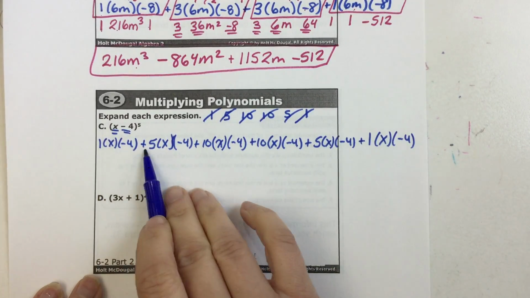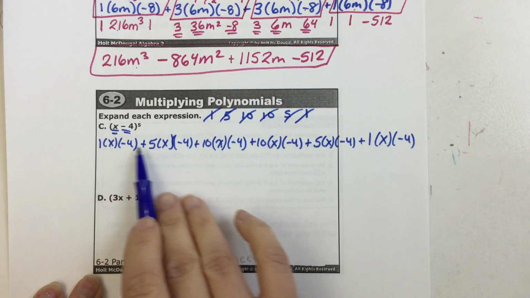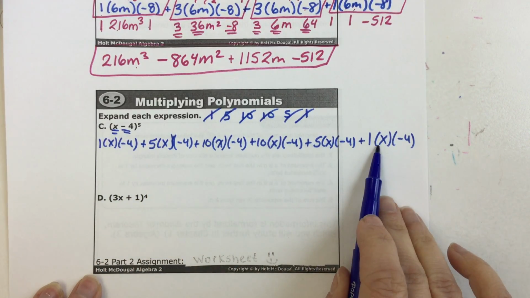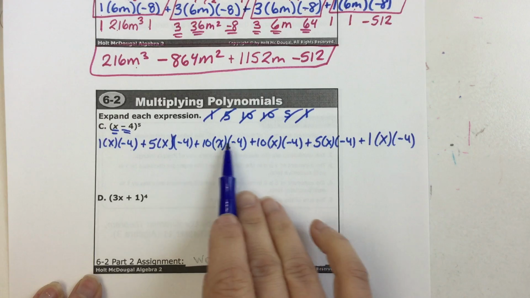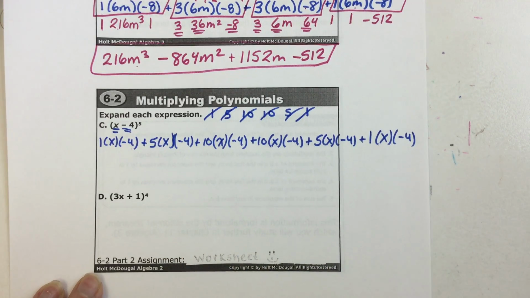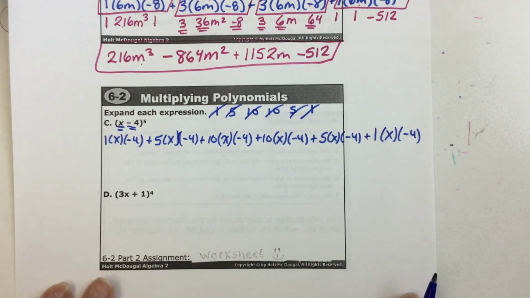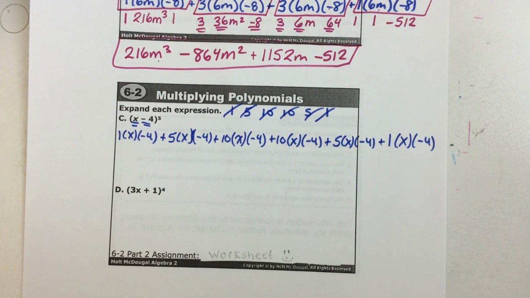Okay, so again, 1, 5, 10, 10, 5, 1. The x is the first thing in the binomial, so it's always after the Pascal number. The negative 4 is the second thing in the binomial, so it's always after the first term. Now we go ahead and we add the exponent.